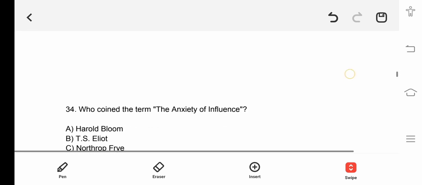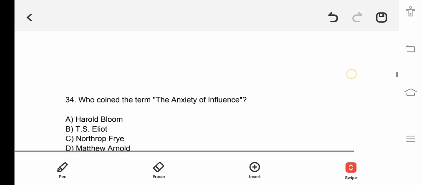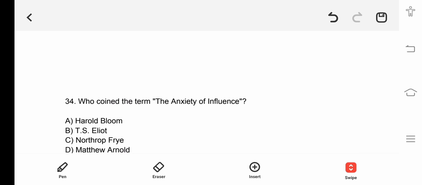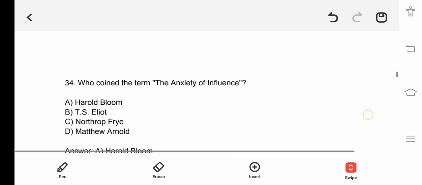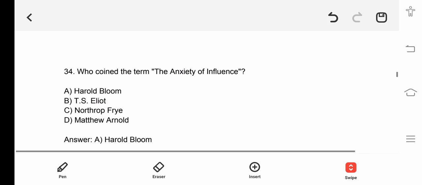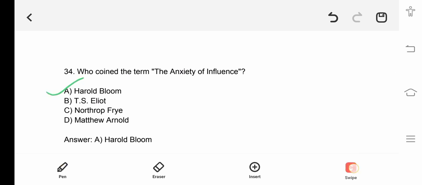Question number 34. Who coined the term the anxiety of influence? The anxiety of influence, who coined the term? Options you have: Harold Bloom, T.S. Eliot, Northrop Frye, or Matthew Arnold. Let's see the correct answer. So the correct answer is Harold Bloom.